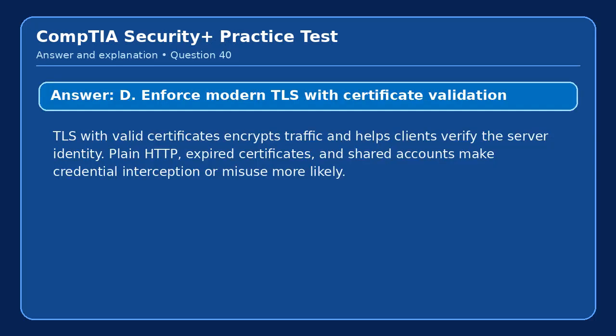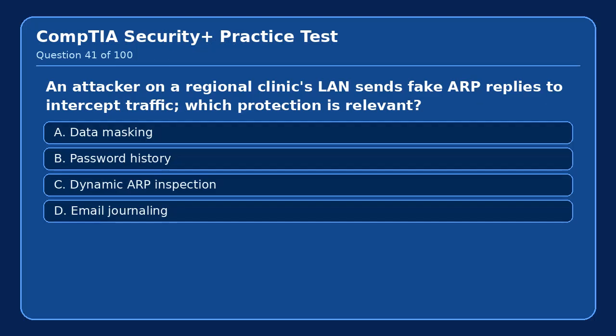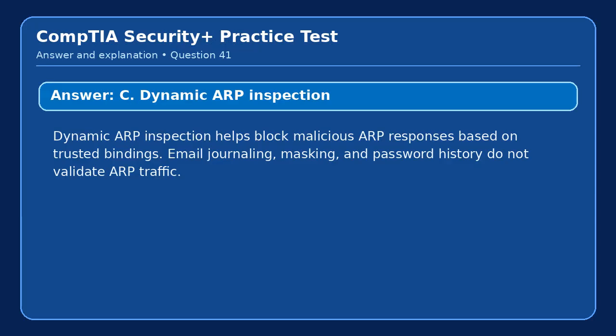Question 42. Which measure helps reduce DNS cache poisoning risk for a payment processor? A. Disable endpoint logging. B. Reuse default router passwords. C. Route all traffic through Telnet. D. Use secure DNS practices such as DNSSEC validation and patch resolvers. Take a moment to choose your answer. The answer is D. Use secure DNS practices such as DNSSEC validation and patch resolvers. DNSSEC validation and maintained resolvers help detect or prevent forged DNS data. Less logging, default passwords, and Telnet weaken security and do not protect DNS integrity.